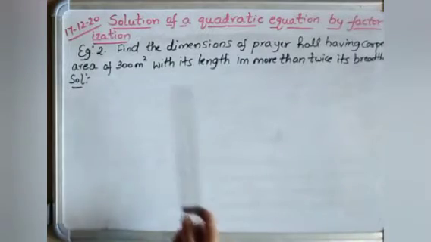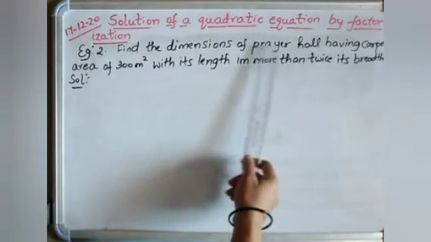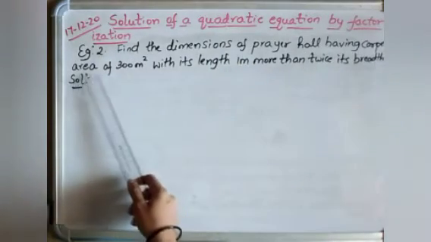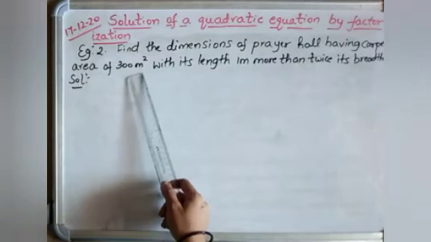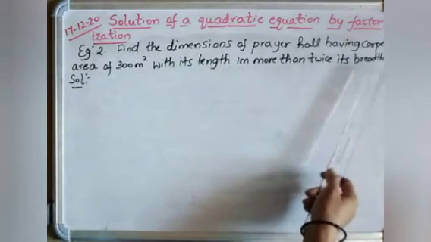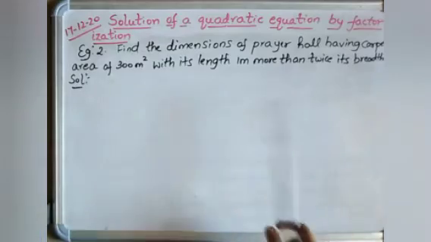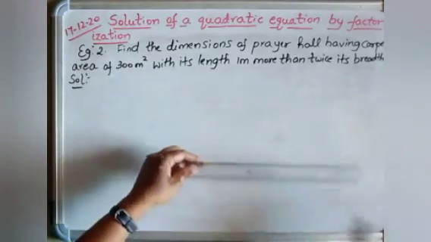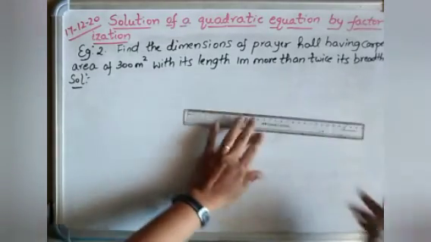In a real life situation, find the dimensions of a prayer hall having a carpet area of 300 meters square, with its length 1 meter more than twice its breadth. Now here we need to find a quadratic equation, isn't it?